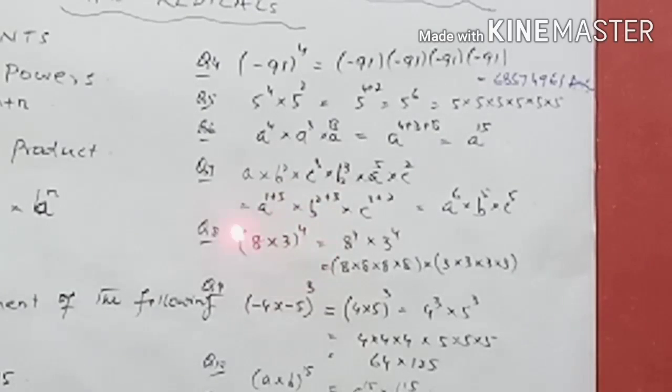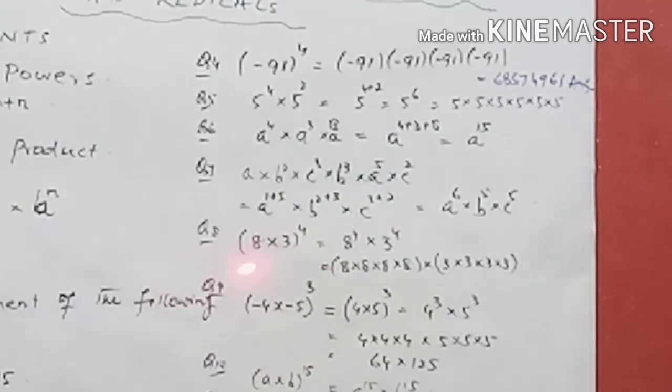Another way, first we multiply 8 into 3, which comes as 24, and 24 having the power 4. So therefore, if we multiply 24 four times, we obtain the same answer.